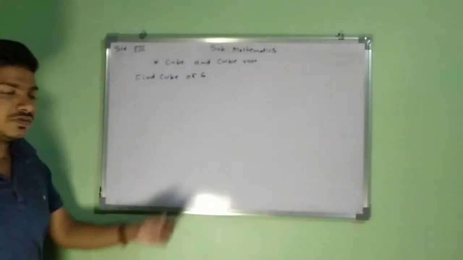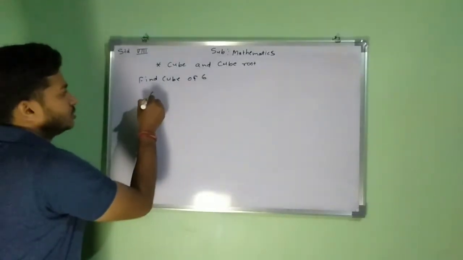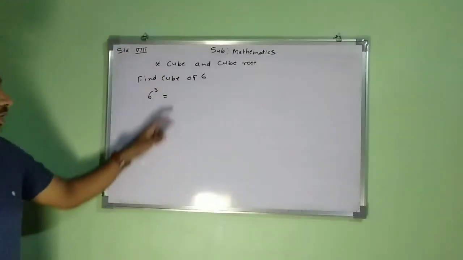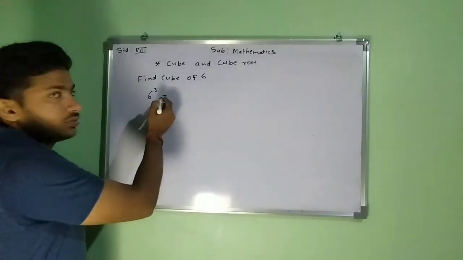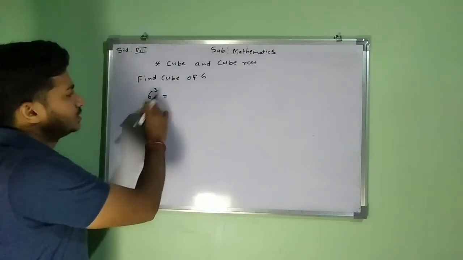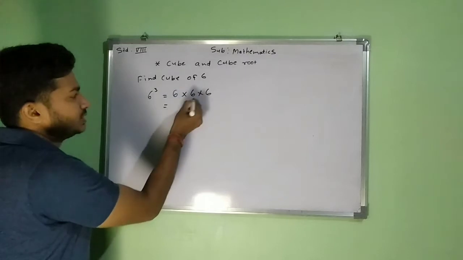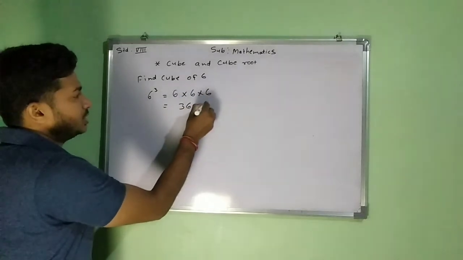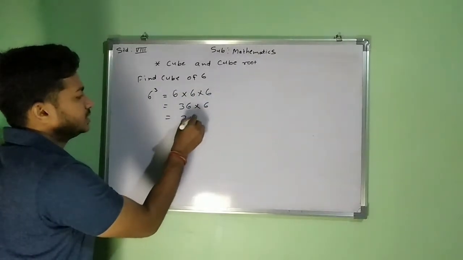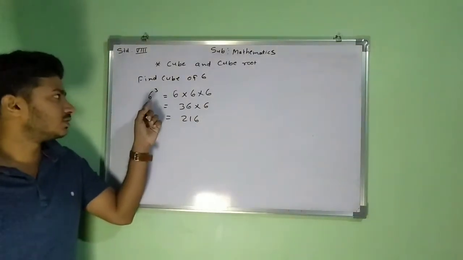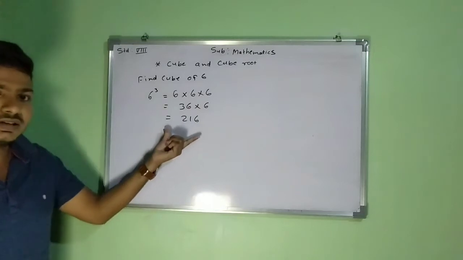As we have to find the cube of 6, we have to write that 6 three times. So cube of 6 is equal to 6 into 6 into 6. Now 6 into 6 is 36. Multiplication with the 6 gives 216. So that 216 is the cube of 6. This is how we have to find the cubes.